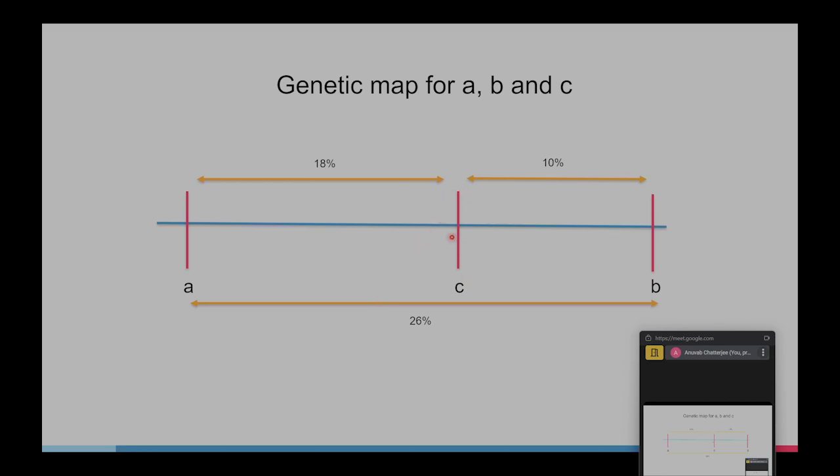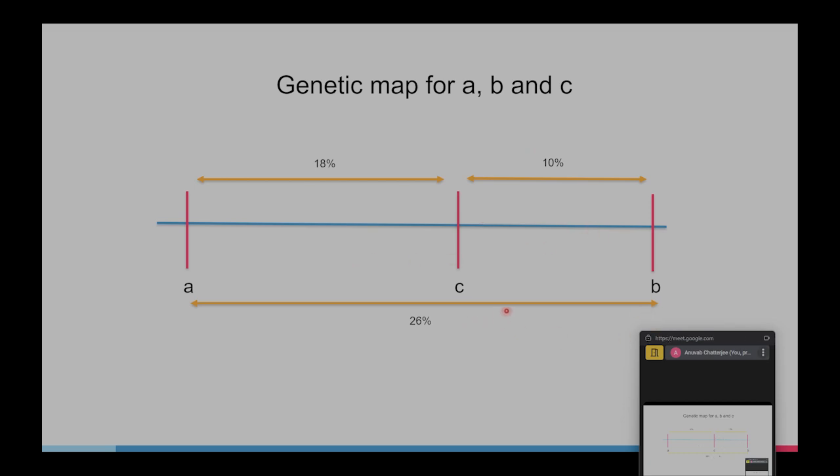Then you try to place C somewhere, and you know it is 18% away from A, so it could be 18% to the right of A or 18% to the left of A. But you also know that B and C have a recombination frequency of 10%. If it was all the way over here, then the recombination frequency between C and D would have been larger than 26%. So it has to be in the middle, and since B and C have a recombination frequency of only 10%, it is closer to B than to A.